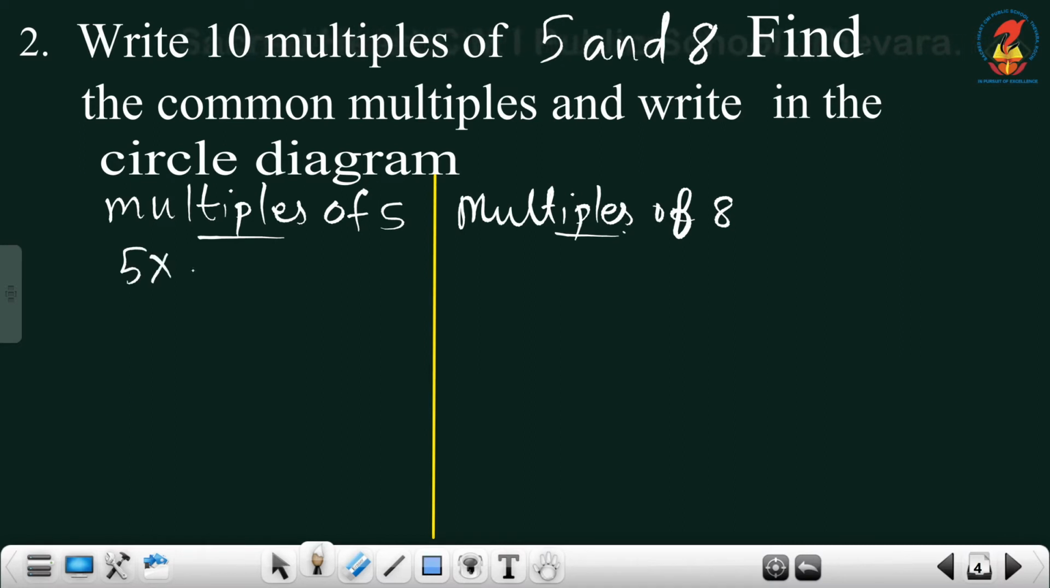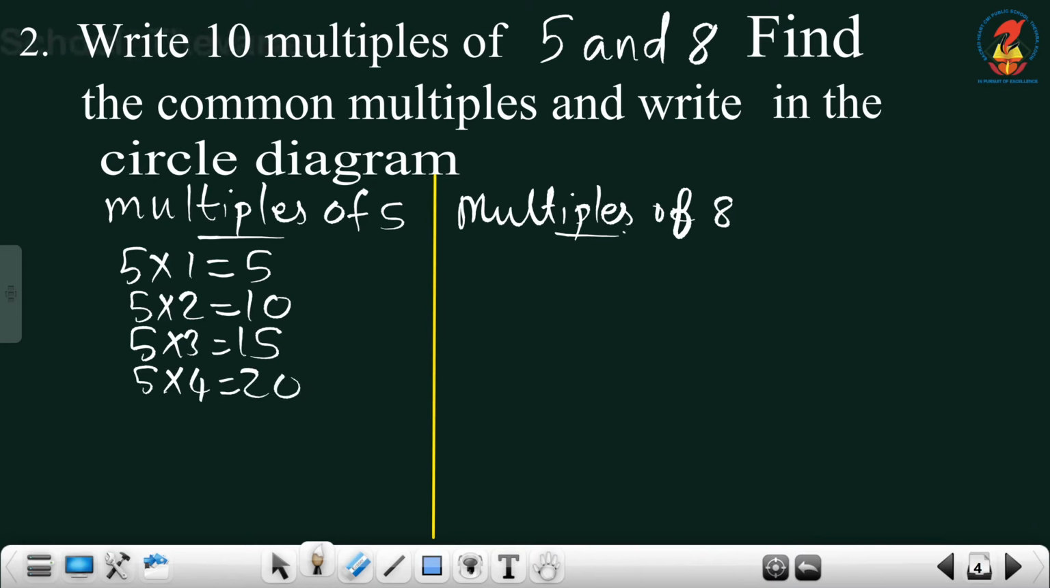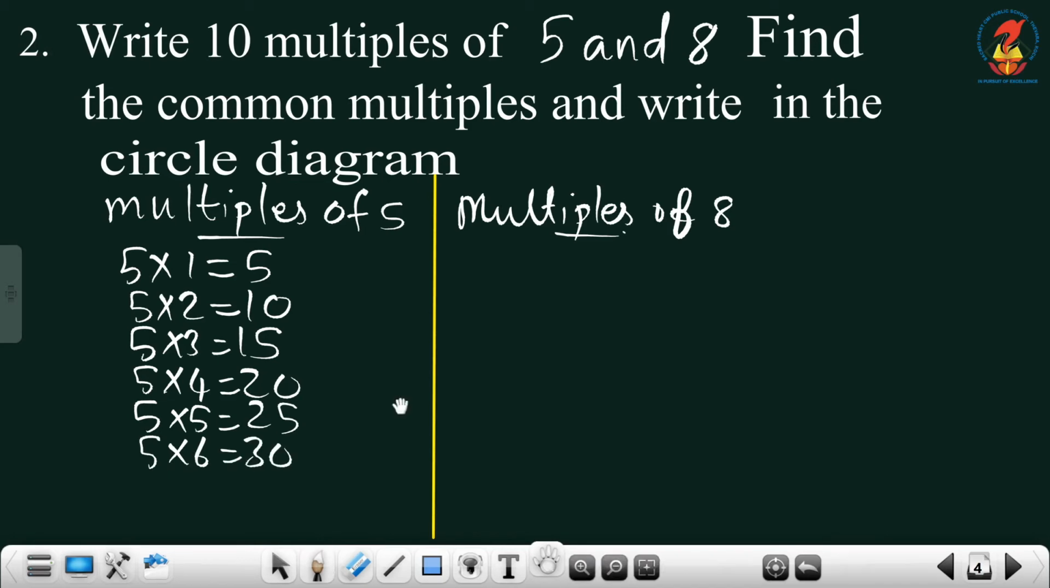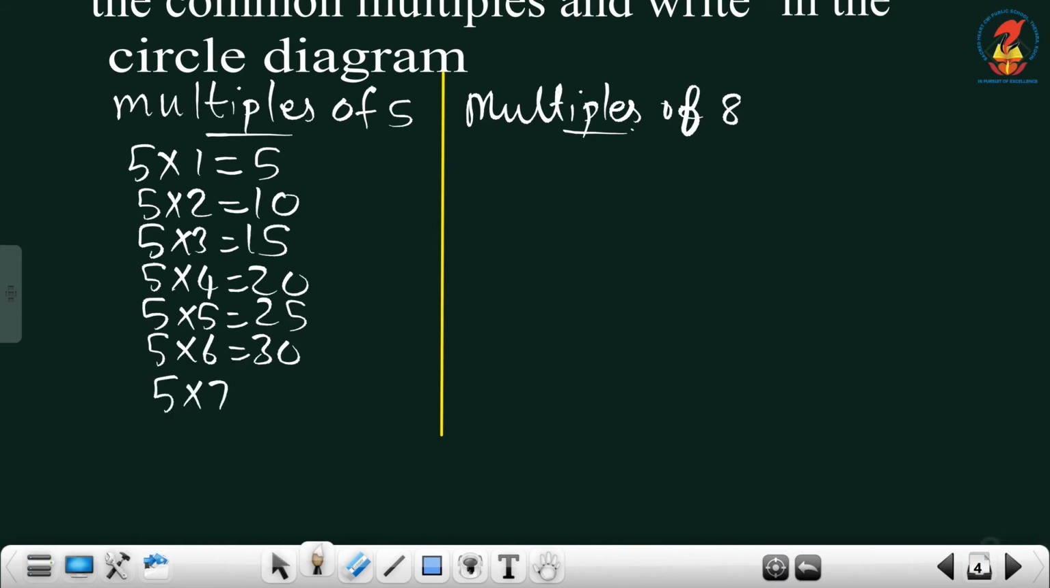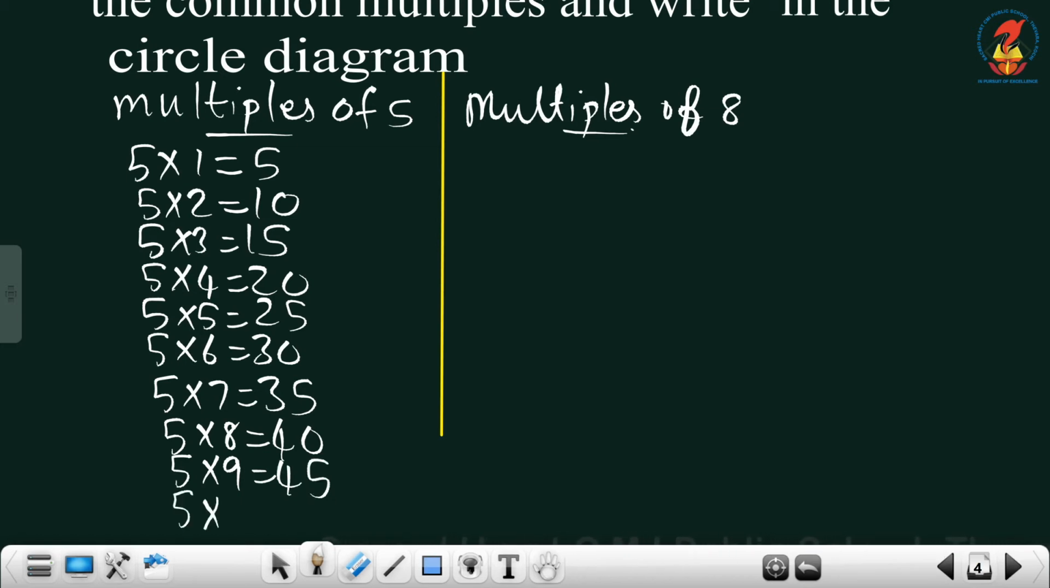5 ones are 5, 5 twos are 10. And 5 threes are 15, 5 fours are 20, and 5 fives are 25, 5 sixes are 30, 5 sevens are 35, 5 eights are 40, 5 nines are 45, and 5 tens are 50.